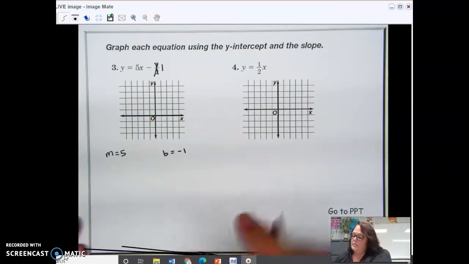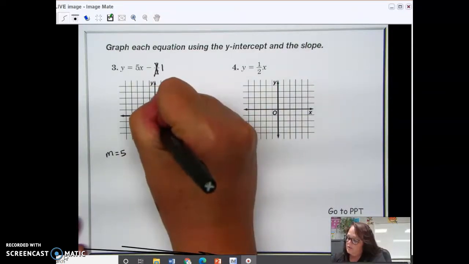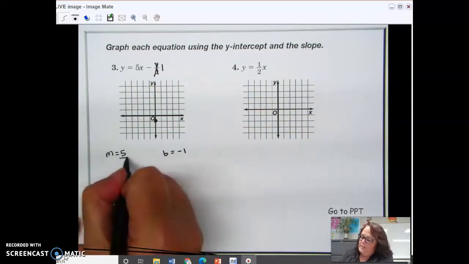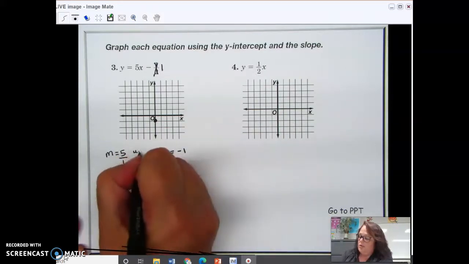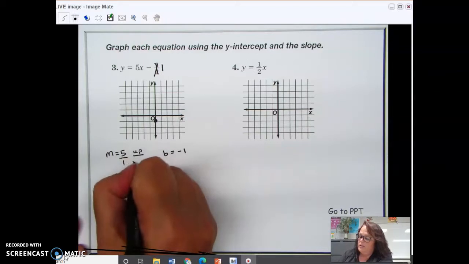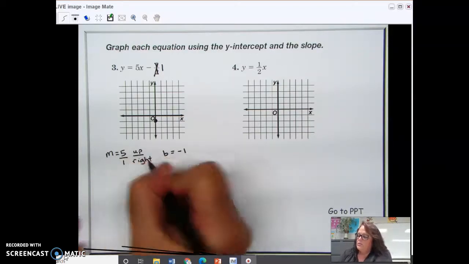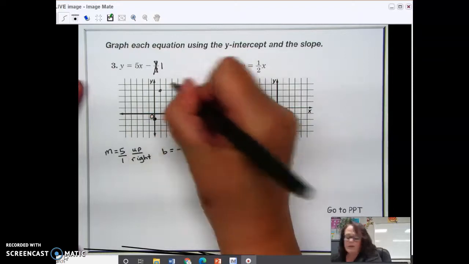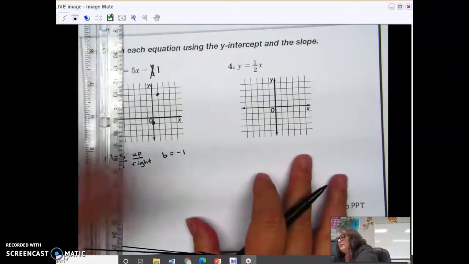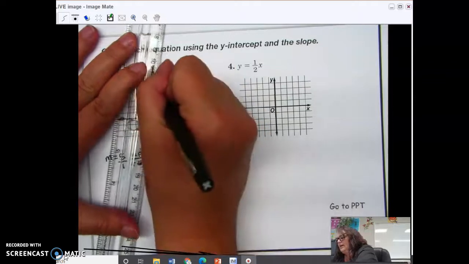So the y-intercept is our starting point. So I'm going to start there. And then my slope is my rise over run. So a positive rise means to go up, and a positive run means to go to the right. So from there, I can count up 1, 2, 3, 4, 5, and to the right 1. And so this is going to be my line.